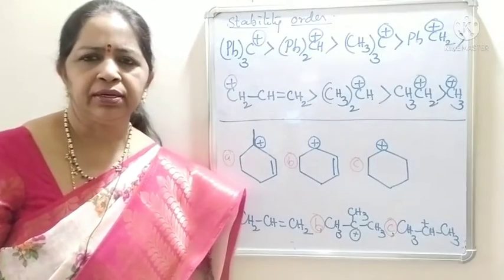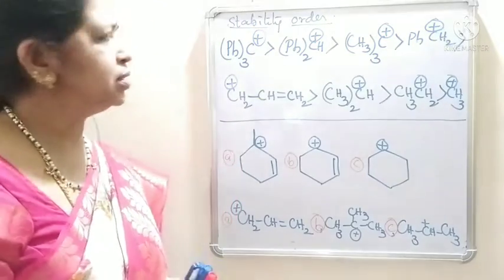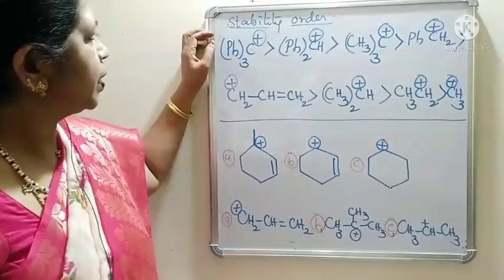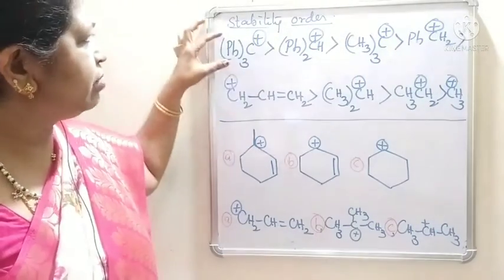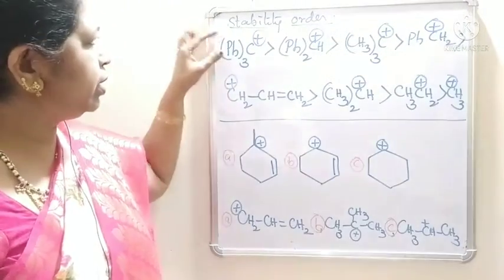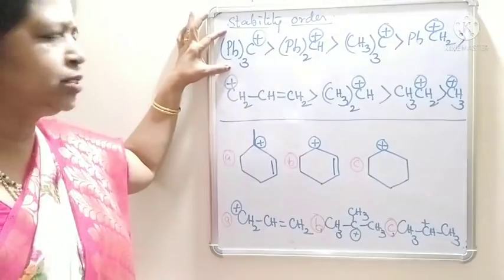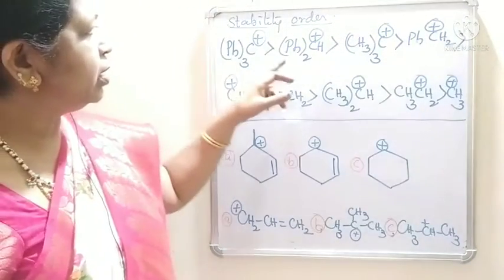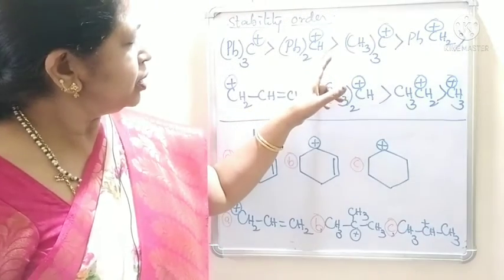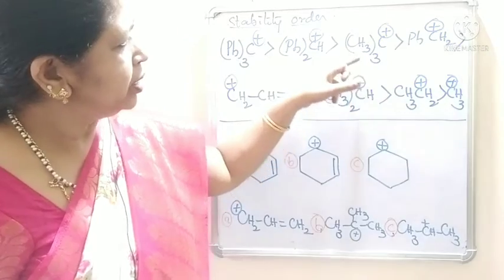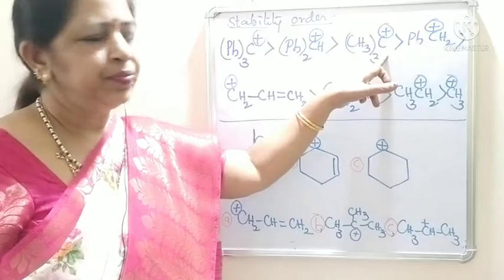By following the three factors, we can give the stability order of different carbonium ions in this manner. It is triphenyl carbonium ion. Triphenyl means 3 benzene rings surrounding a carbon plus ion. So it shows more resonance, so it is more stabilized than diphenyl carbonium ion, and this is more stable than trimethyl carbonium ion, which is a tertiary carbonium ion.